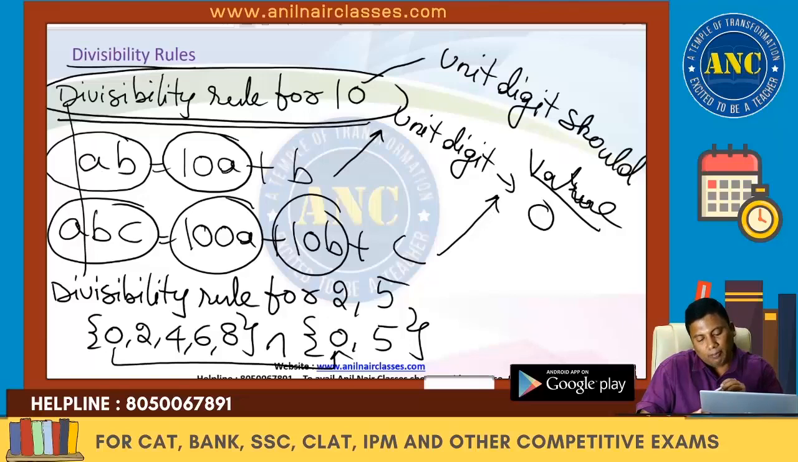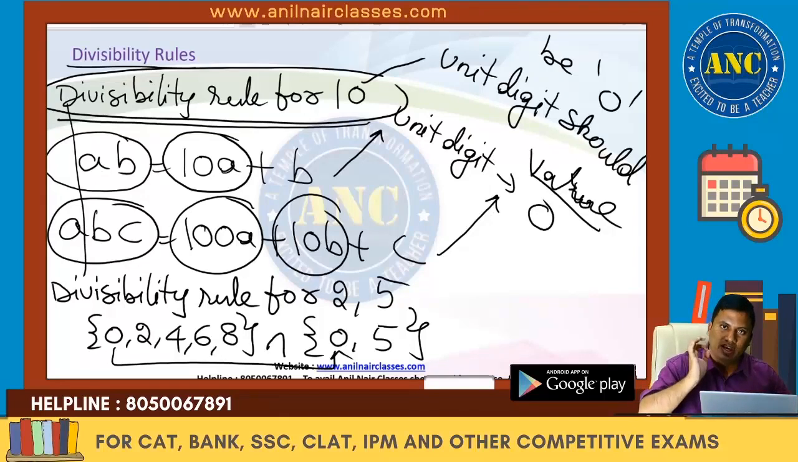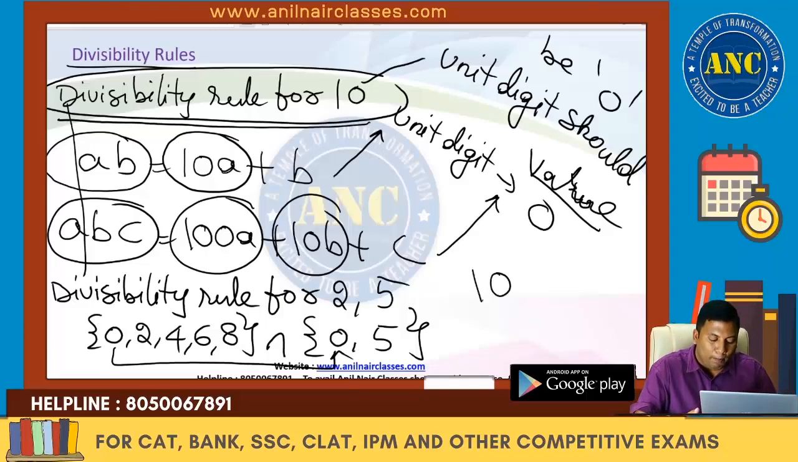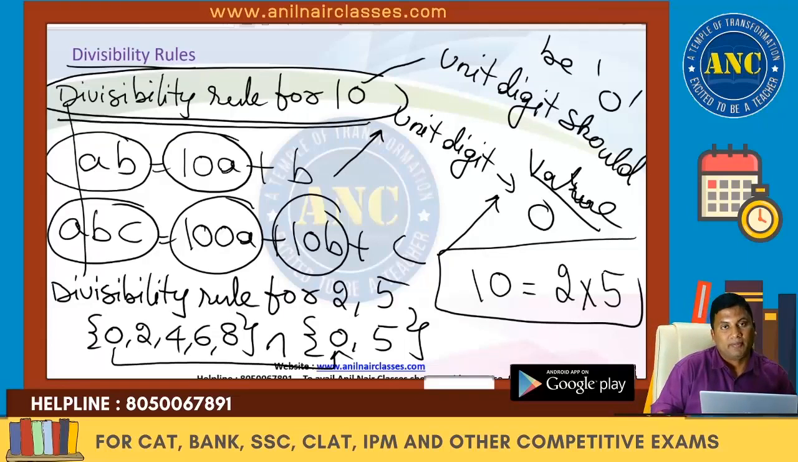Everything we will do by using proofs. The divisibility rule for 2 is that the unit digit should take an even value. Even values are, because it's a digit, 0, 2, 4, 6 or 8. The divisibility rule for 5 is that the unit digit should be either 0 or 5. The divisibility rule for 10 is this: any composite number, if it can be written as a product of two coprimes, coprimes meaning their HCF is 1. HCF of 2 and 5 is 1. Take the divisibility rule for 2. Take the divisibility rule for 5. Do the intersection of these two.